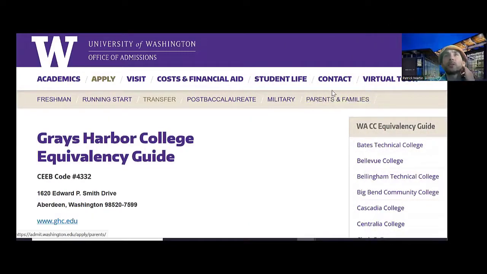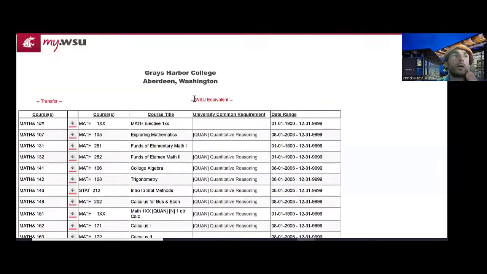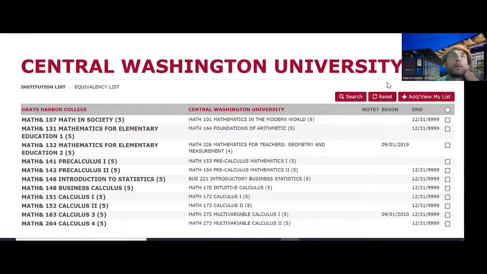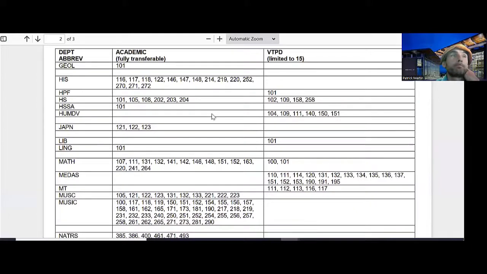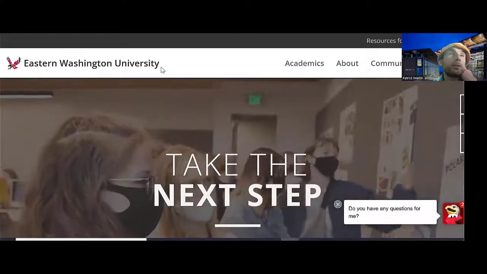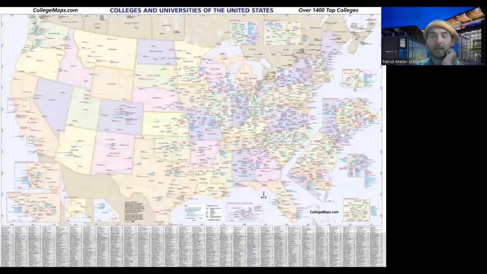Wherever you plan to end your journey, Grays Harbor College is a great place to start. Our math classes transfer smoothly. For example, University of Washington, Washington State University, Central Washington University, Evergreen, Eastern Washington University, and many, many more.